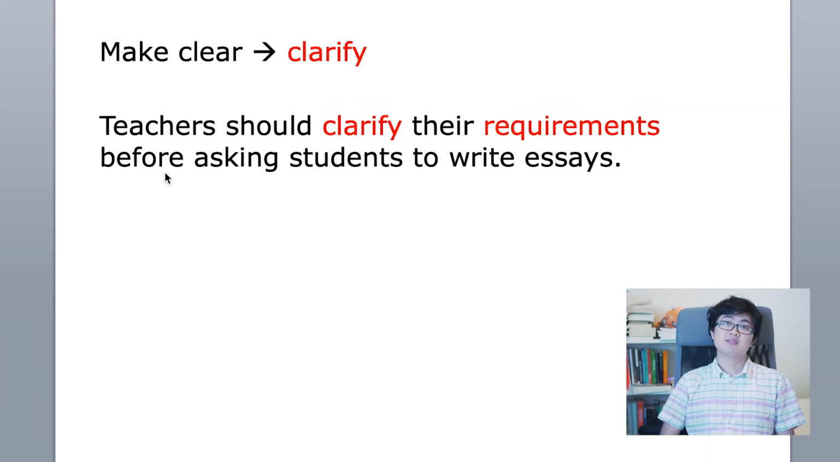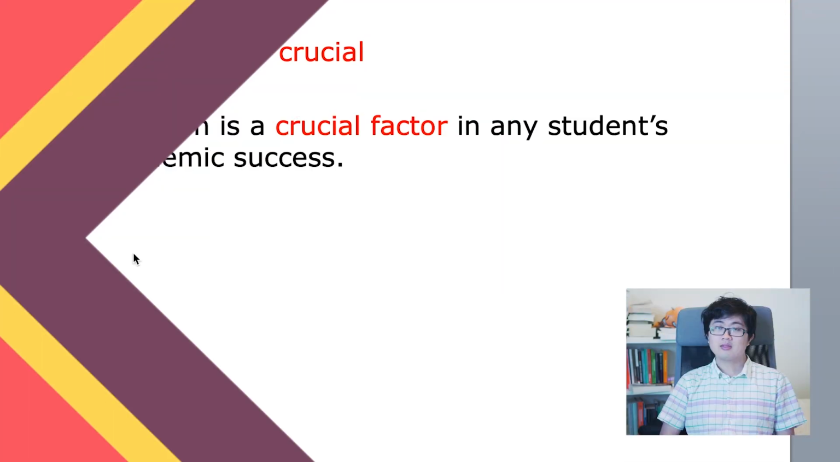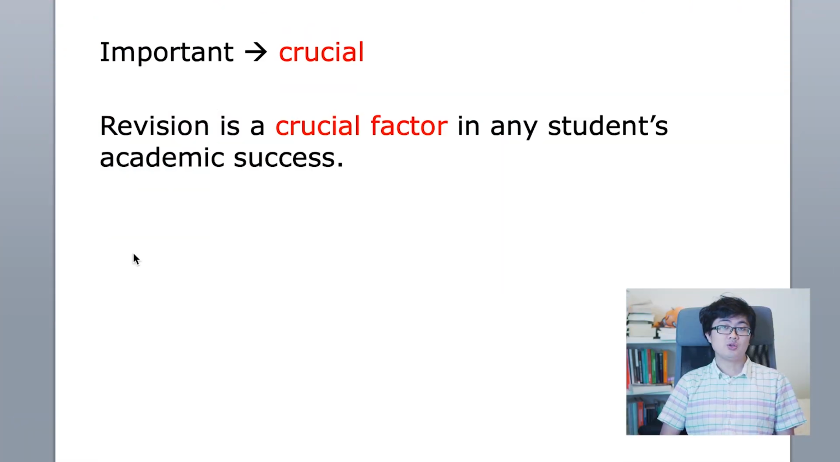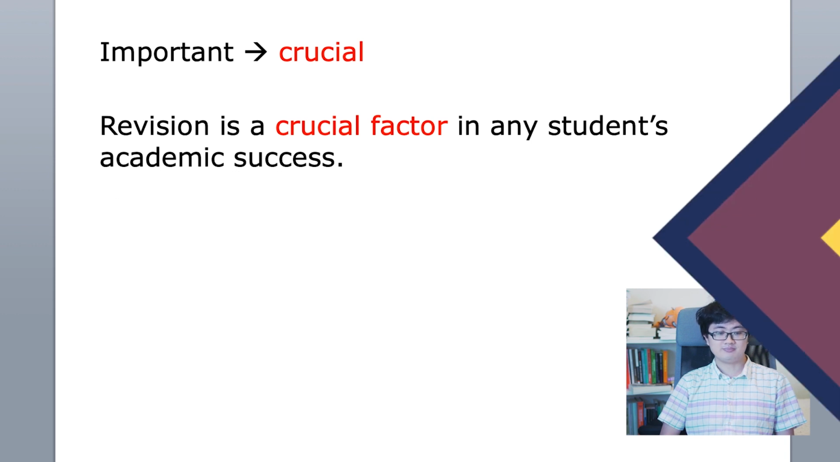The first one, instead of saying to make clear, you can say to clarify. For example, teachers should clarify their requirements before asking students to write essays. In here we have two academic words, clarify and requirements. The next one, instead of saying or using important, try to use crucial. For example, revision is a crucial factor in any student's academic success. Here we have two academic words, crucial and factor.